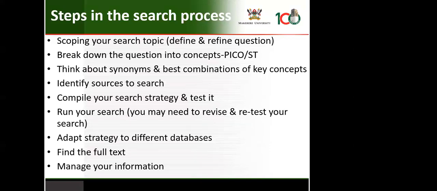You adapt that, you put in your search terms and you search another database. So you can run the search. You may need to revise or retest your search. Then you adapt the search strategy to different databases. You run the search. After you have run the search, you find the full text.